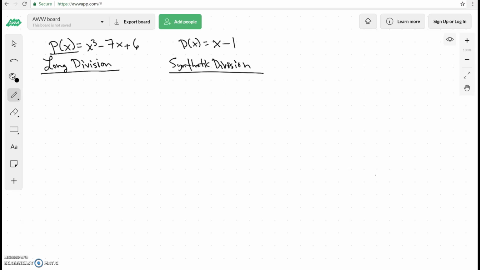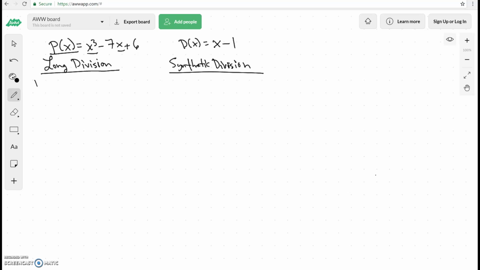Now, we have to be very careful when we have missing terms, because usually when we do long division and synthetic division, we want to make sure that we have all the decreasing terms. So if you notice here, we have an x cubed, we have an x, and then we have a constant. But we are missing our x squared term.